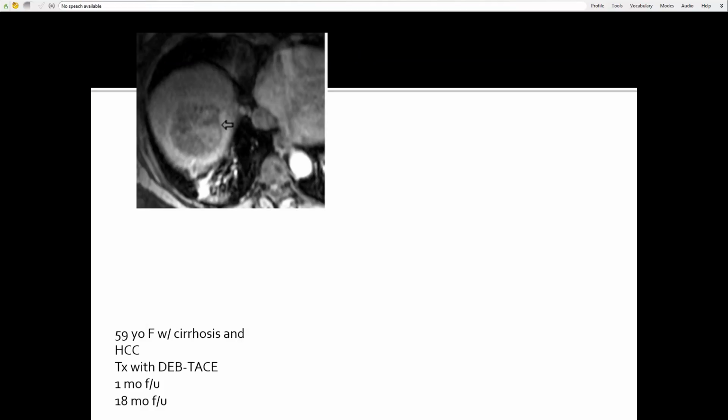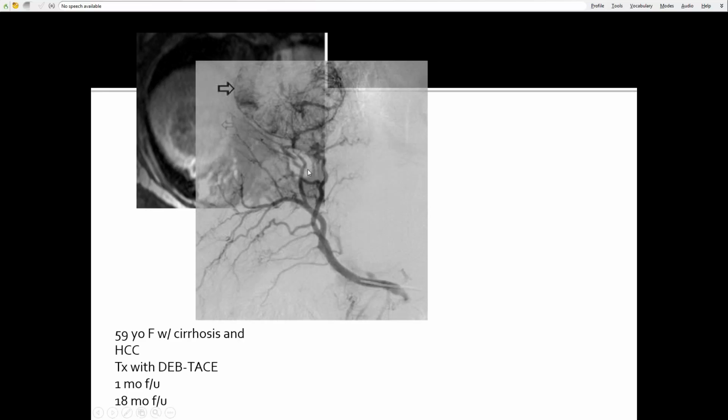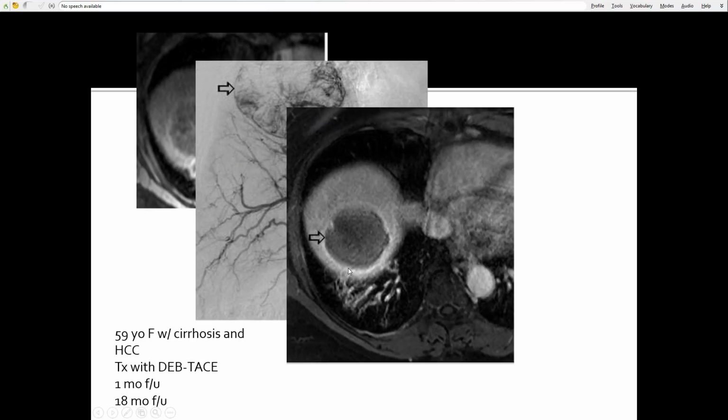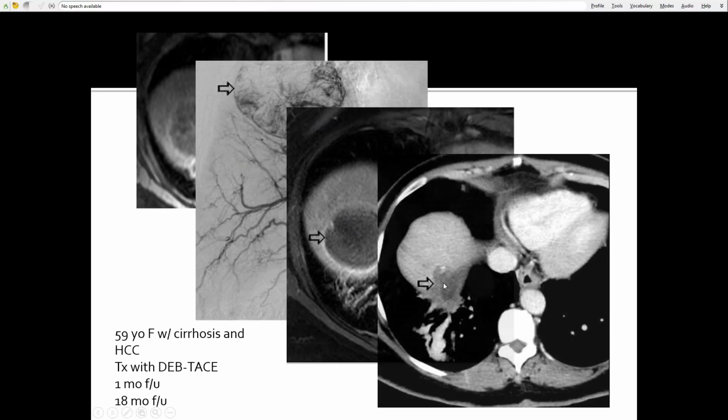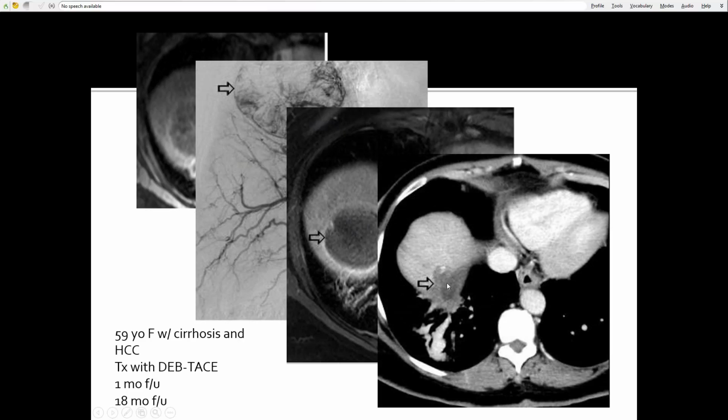Here's a case where the patient has an HCC, which was treated with DEB TACE. You can see via the angiogram this large tumor. This is at a 1-month follow-up, with a large area of necrosis in the tumor, and about 18 months later, most of the tumor is gone.